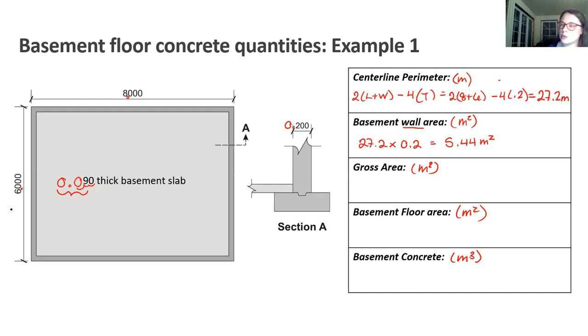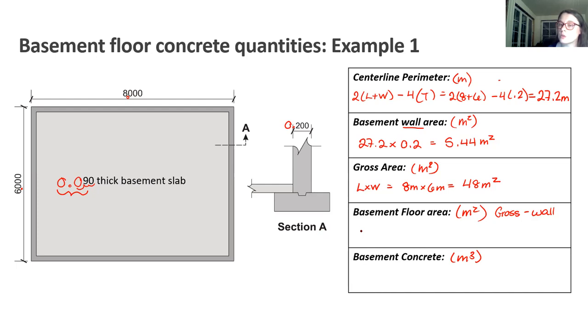Now, gross area is the gross basement floor area. So using the outside measurements, what's the area? We know the area of a rectangle is length times width. The length of this building is 8 meters. The width of it is 6 meters. So 8 times 6 leaves us with 48 meters squared. Now to find just the basement floor area, so this is only the floor, we're going to do gross minus wall.